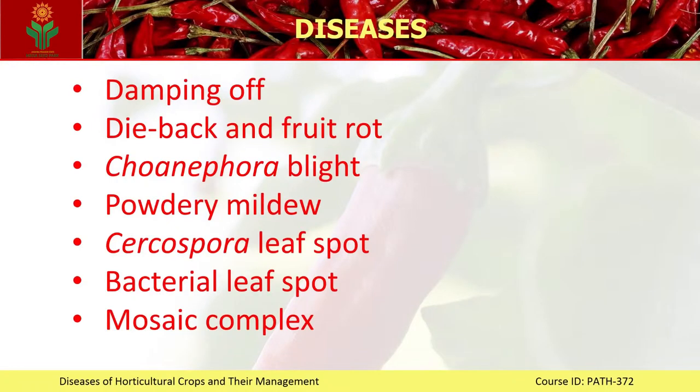Among the fungal diseases, damping off is one of the major diseases that can be seen in nursery beds. Then there are dieback and fruit rot, Choanephora blight or powdery mildew, and Cercospora leaf spot. There is a bacterial disease caused by Xanthomonas campestris pv. vesicatoria, which is known as bacterial leaf spot. A number of viruses are known to cause major damage to the chili crop, and this complex disease is caused by different viruses, which is why it is known as mosaic complex. So let us discuss each disease in detail.